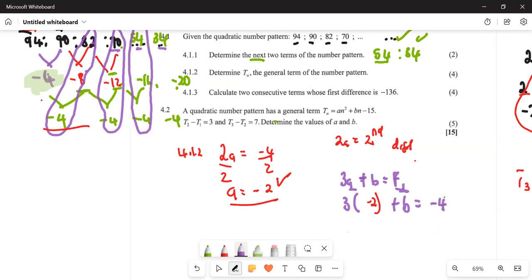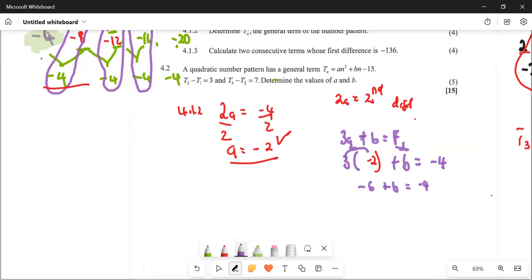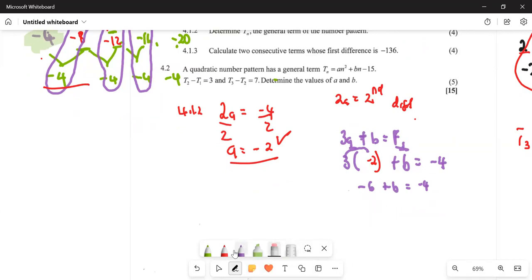How should I proceed from here? 3 multiplied by negative 2 gives you negative 6. Then negative 6 plus b is equal to negative 4. To get b, transpose the negative 6, and it becomes positive on this side. What do we get? b is equal to positive 2. You get another mark for this one.